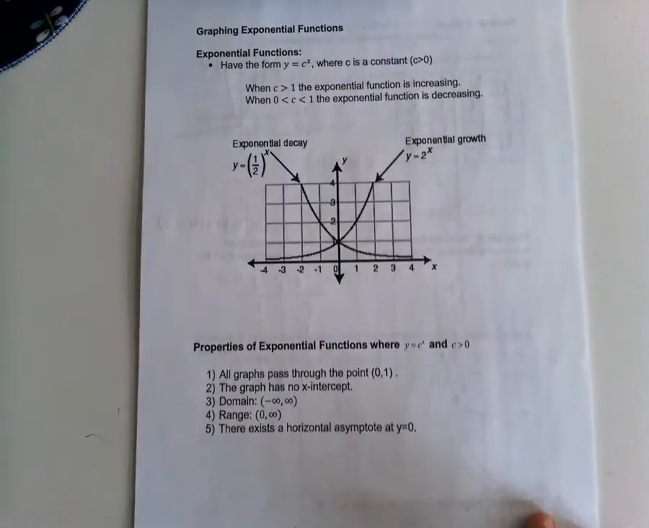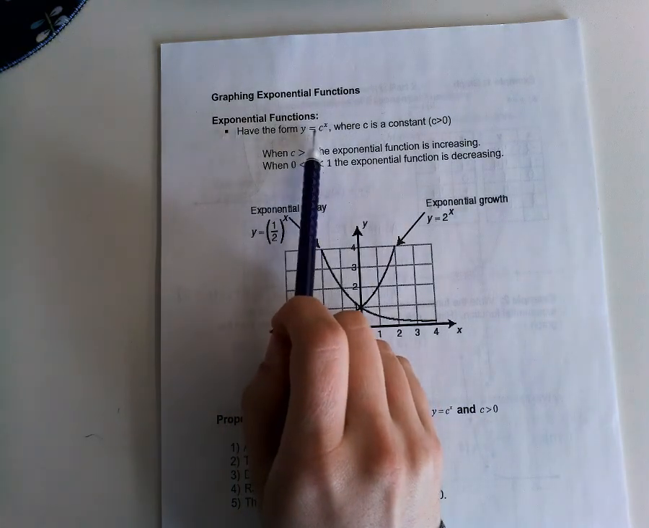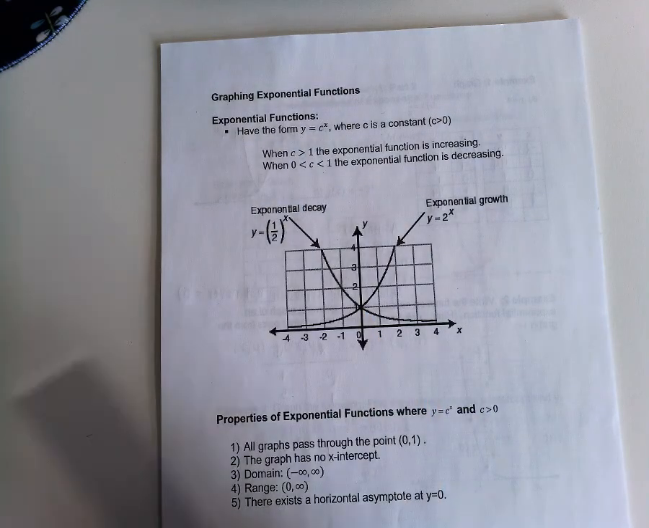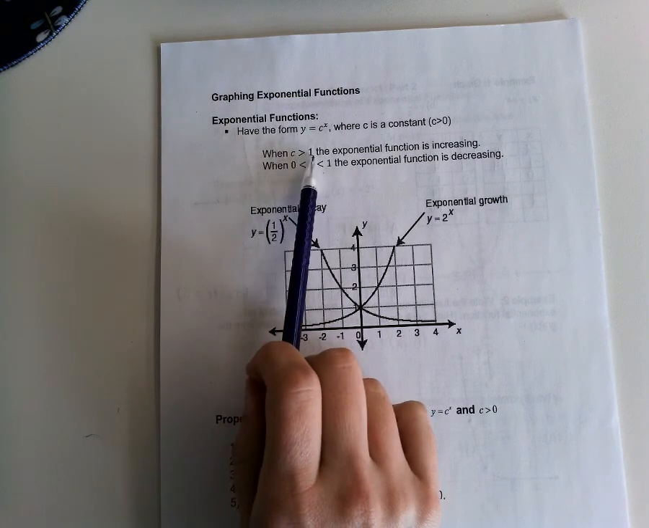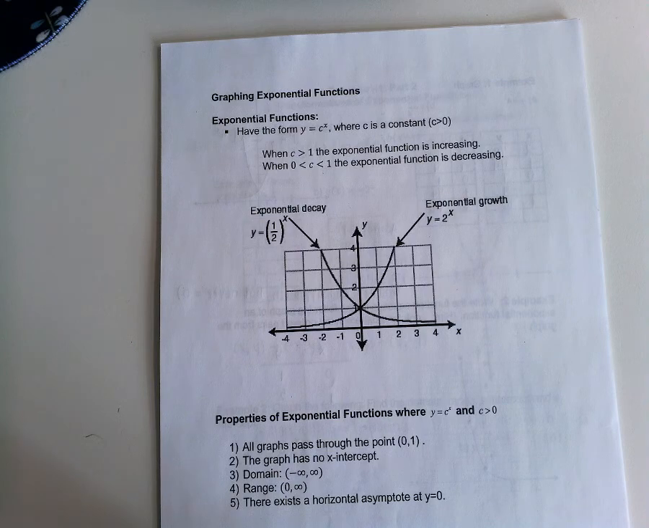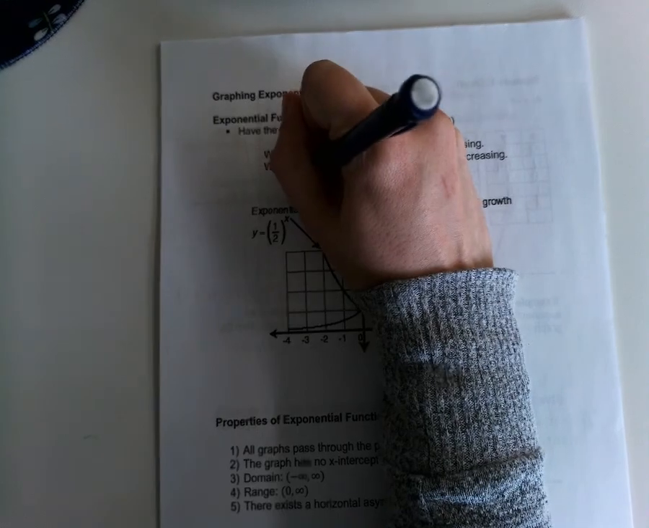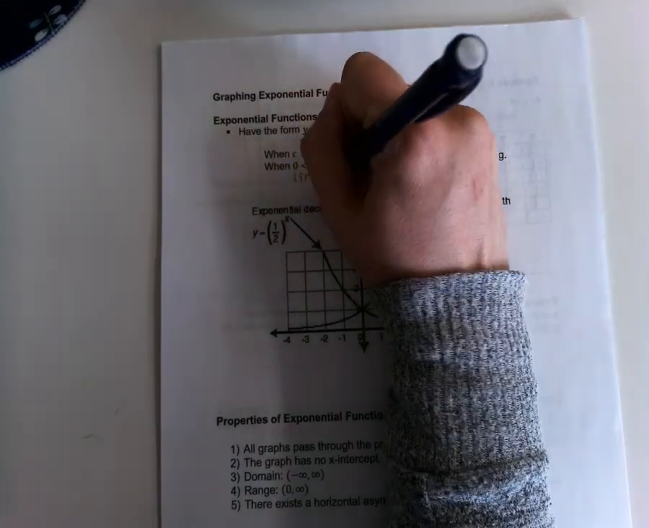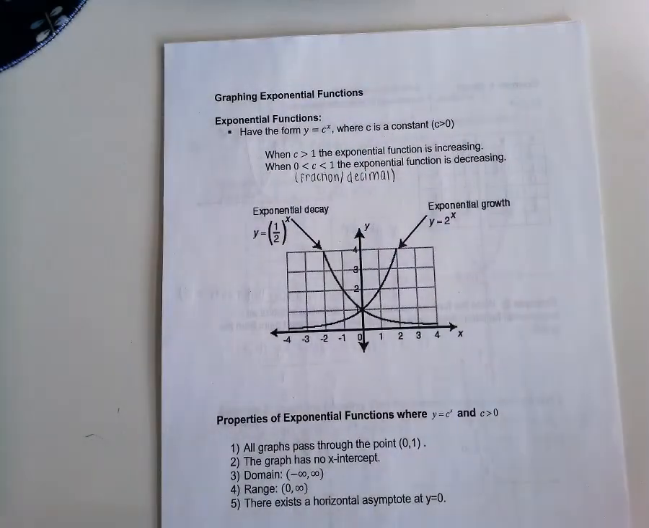Now, in this unit, one of the things that we need to be able to do is graph exponential functions. So the graph of an exponential function has the form y equals c to the power of x, where c is a constant and it will always be greater than 0. So when c is greater than 1, the exponential function is increasing. If c is between 0 and 1, so I'll just make a note that this would be a fraction or a decimal, then that means that the function is decreasing.